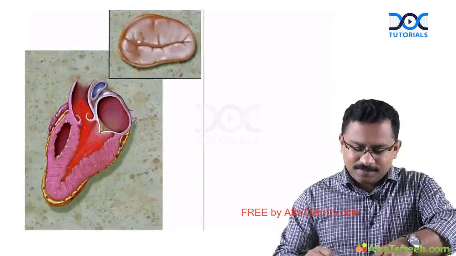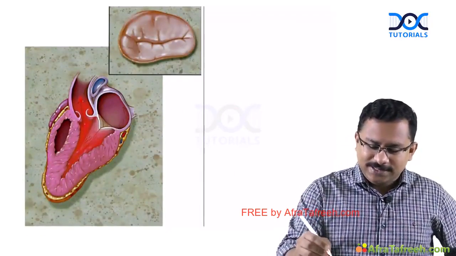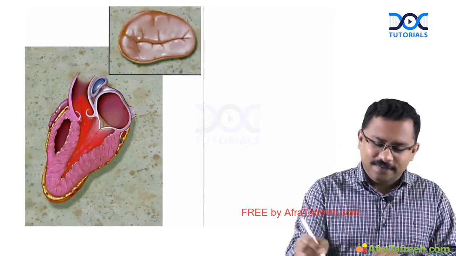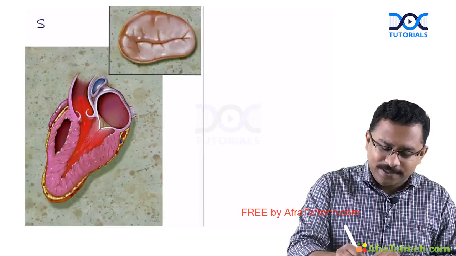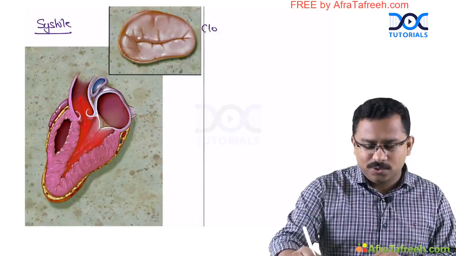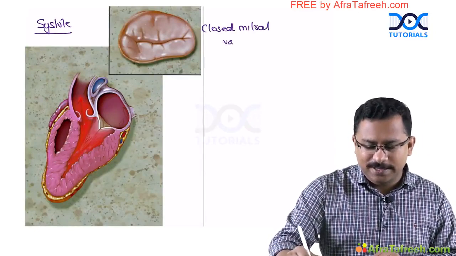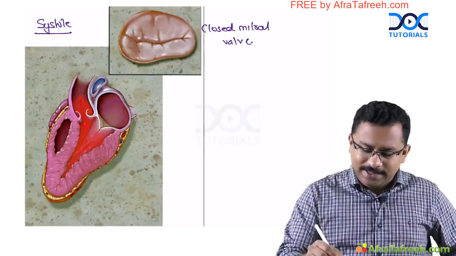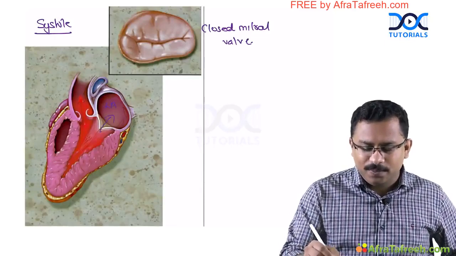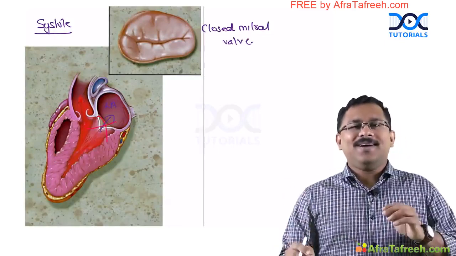Let's just see normalcy versus disease process. This is what happens to the heart in systole. You can see a closed mitral valve normally, and this is the LA. At that particular stage there is no backflow at all.